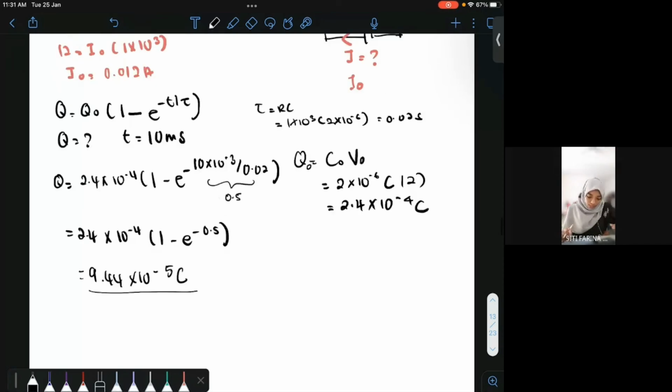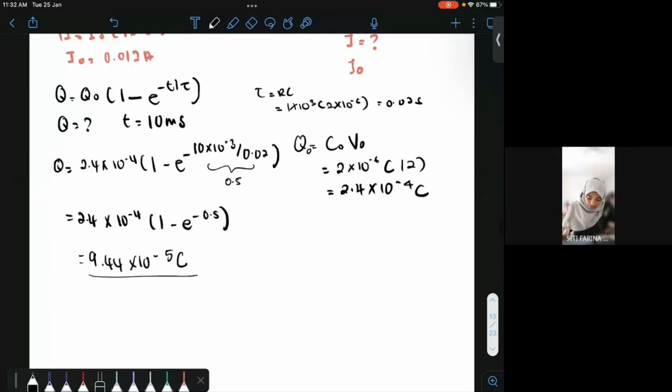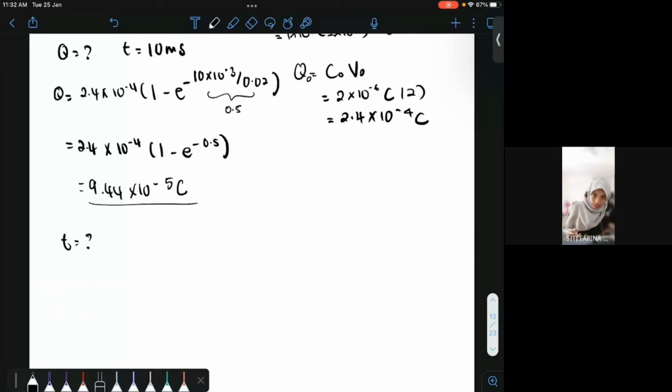Okay, next, the question asks the time taken for the charge to increase to 37% of its maximum charge. So sekarang, dia nak tahu masa pula, what is the time as you have accumulated, kamu dah store charge sebanyak berapa? Sebanyak 35% daripada whatever maximum value dia boleh keep. This is your maximum value tadi tu, Q naught kamu. So boleh dapatkan nilai Q. So your Q now is 35% from that maximum.